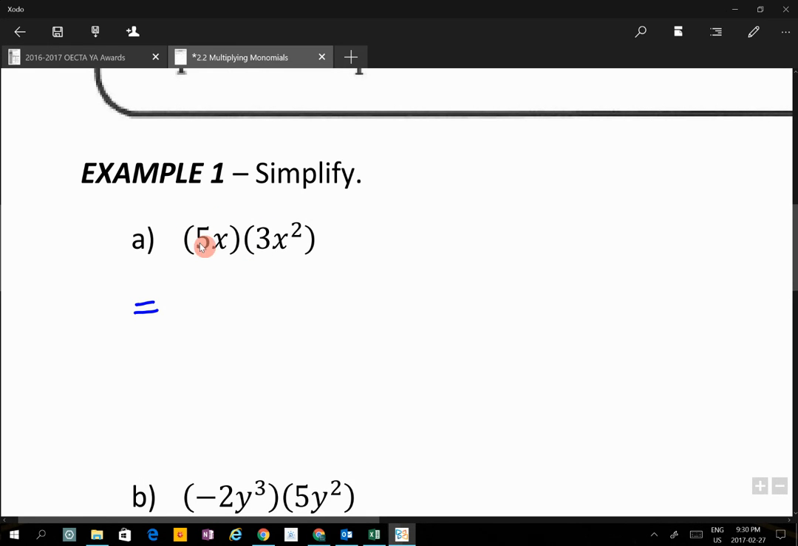Multiply the coefficients. So 5 times 3 is 15. So 15. And then multiply the variable. So x times x squared. Remember, there is a variable exponent here of 1. So when I multiply two powers of the same base, I add their exponents. So 1 plus 2 is 3. So x to the exponent 3.